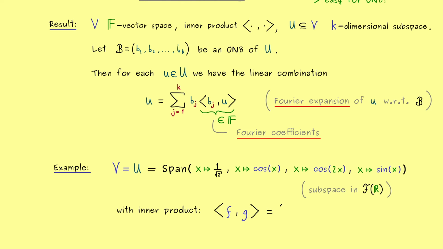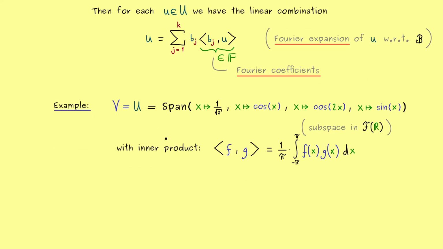In fact, we could say we have the factor 1 divided by pi times the integral from minus pi to pi. And then we simply have the product of f and g inside the integral. And now it's not hard to check that this is a well-defined inner product on V, which implies that we can calculate all possible combinations of vectors in this span.